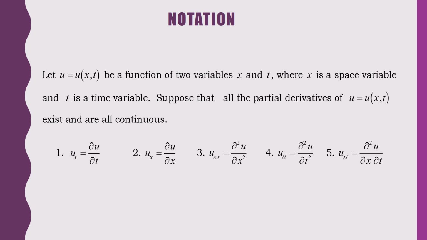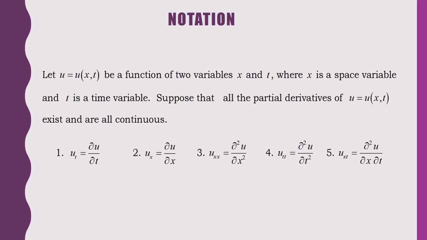Throughout our lecture, we take the following notation. We take u equals u of x comma t. This is a function of two variables x and t. u is a dependent variable and x and t are independent variables. In this notation, x denotes the space variable and t denotes the time variable.